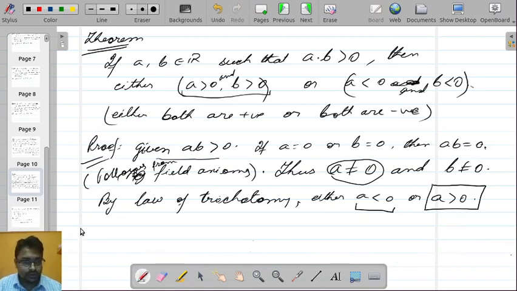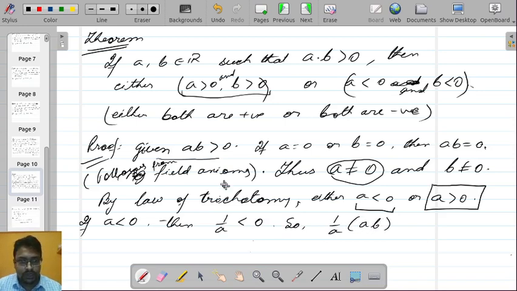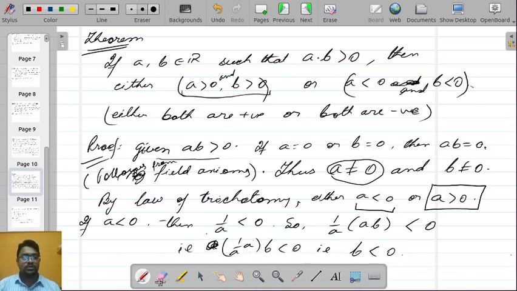Okay, so if a is less than 0, then 1 by a is also less than 0, and so this is 1 by a into ab. Okay, but ab is given to be positive, but 1 by a is negative, so 1 by a into ab, positive into negative will be negative, is less than 0, so that is 1 by a into b is less than 0, that is b is less than 0. Okay, so if a is less than 0, then b is also less than 0, right?